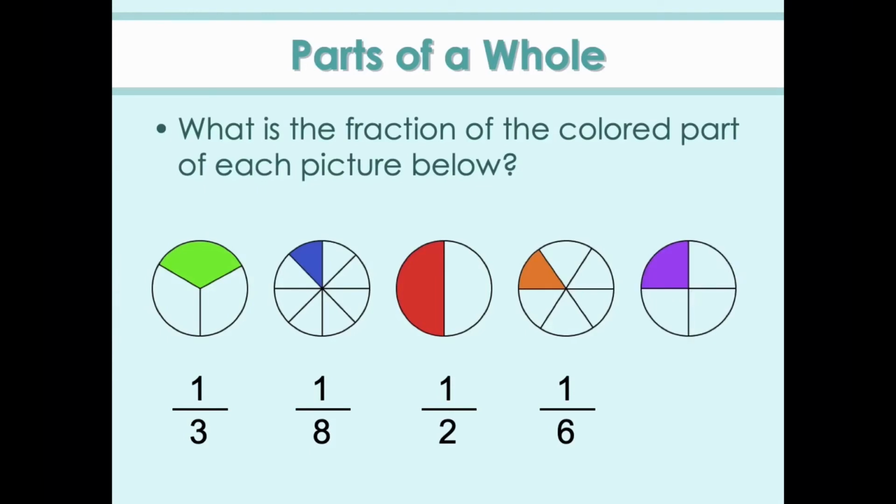Look at the purple piece. How many purple pieces, or purple parts, do we have? We have 1. How many parts or pieces do we have altogether? We have 1, 2, 3, 4. So our fraction of purple parts or pieces is 1/4.